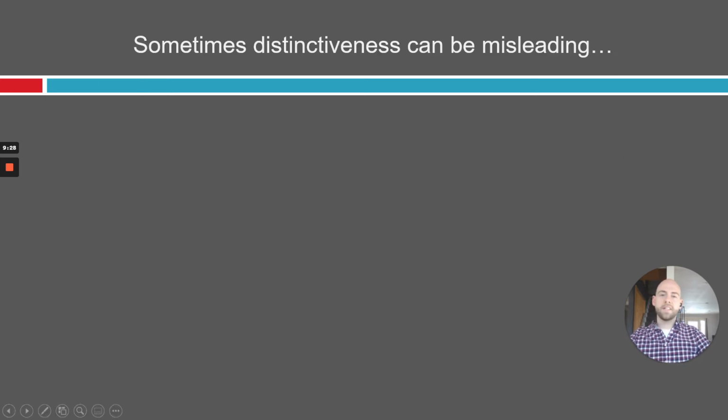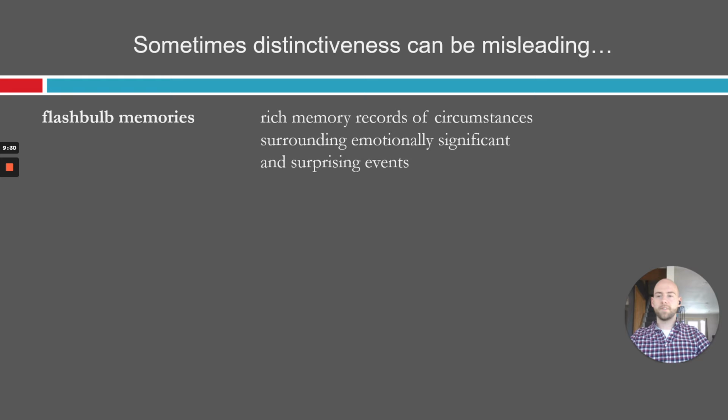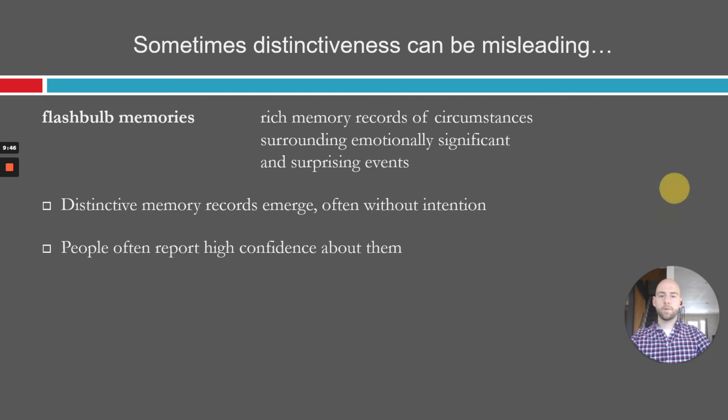But I don't want to say that distinctiveness is the most important thing, because there are some misleading things about really distinctive memories. We talk about flashbulb memories as really surprising or emotionally significant types of events, and people often have very rich reported memories of events like these. And people, because they're so rich, are very, very confident about them.